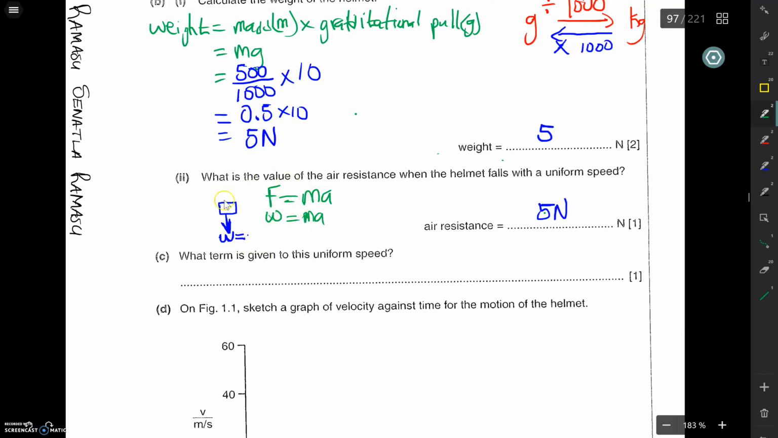This is when the helmet begins falling, but as time goes on, and the air resistance increases, then we have the helmet here, then we have its weight, and then we have air resistance, let's call it AR, which means that the resultant force is the difference between weight and air resistance. So then this gives you mass times acceleration.